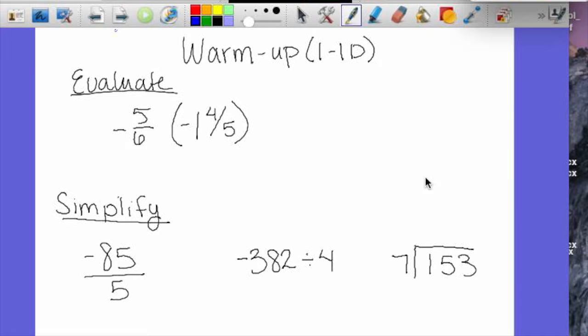Alright, today it's dividing fractions. So first we have a warm-up reviewing multiplying and simplifying and dividing. So go ahead, pause the video and complete your warm-up, and then when you're ready, restart the video and I'll go through the answers.